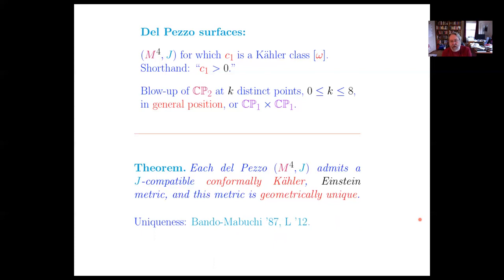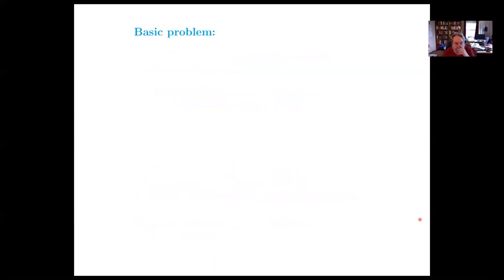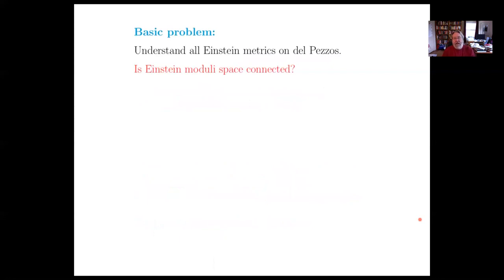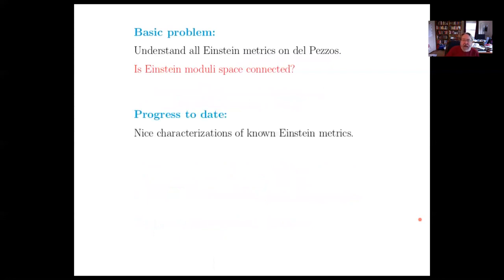For the case where the metric is not assumed to be Kähler Einstein, the uniqueness was something I proved in a paper in 2012. All right, so the basic problem is to understand all Einstein metrics on del Pezzos. We've seen that every one of those del Pezzo diffeotypes carries some Einstein metric with positive Einstein constant, in fact. But what is the moduli space? Is it actually connected? So this is still an open problem.